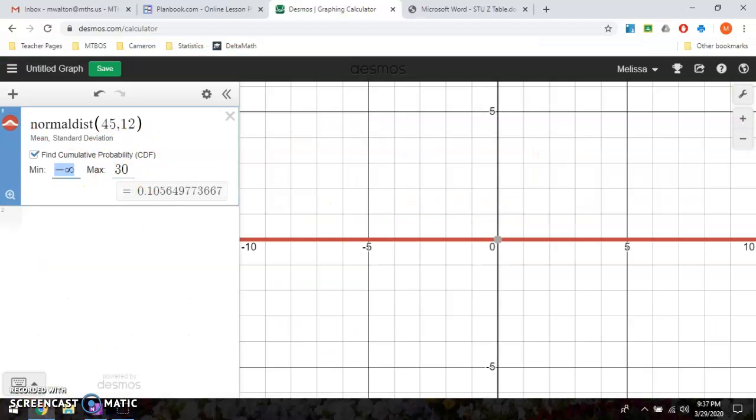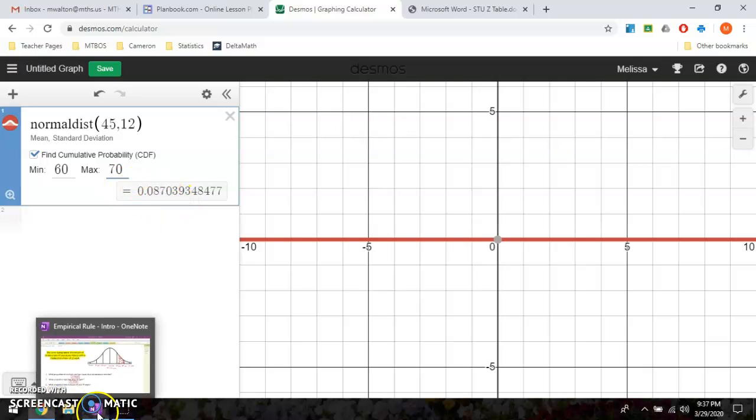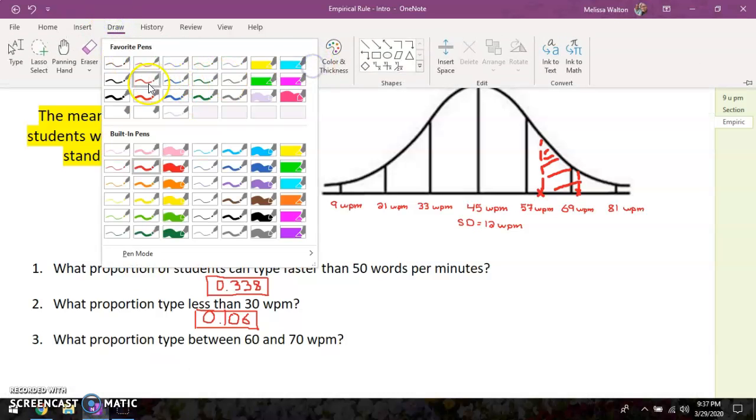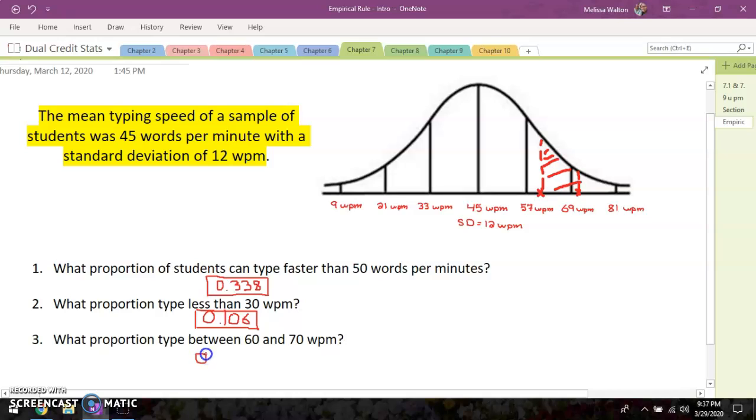So looking at my bounds, we're looking at 60 to 70. And that proportion is right around 8.7%. So that one is 0.087. Pardon my bad handwriting, do my best.